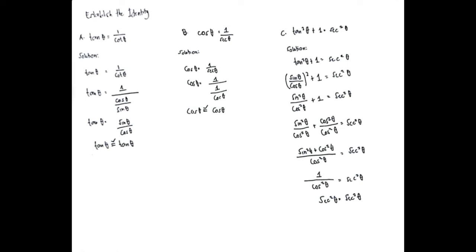So we have now 1 over cosine squared theta equals secant squared theta, and 1 over cosine is equal to secant. But it has a square, so it equals secant squared theta. So it is proved that tangent squared theta plus 1 is also equal to secant squared theta.